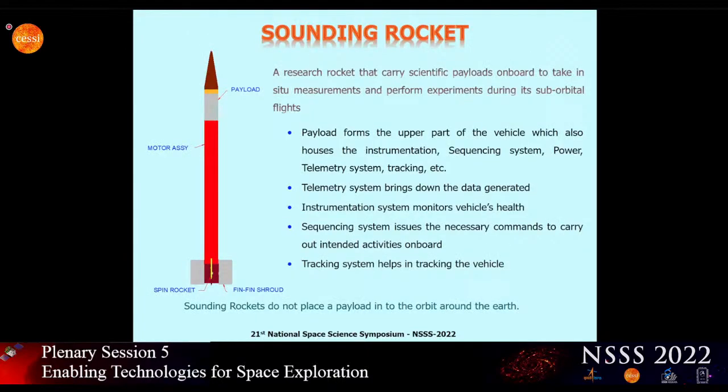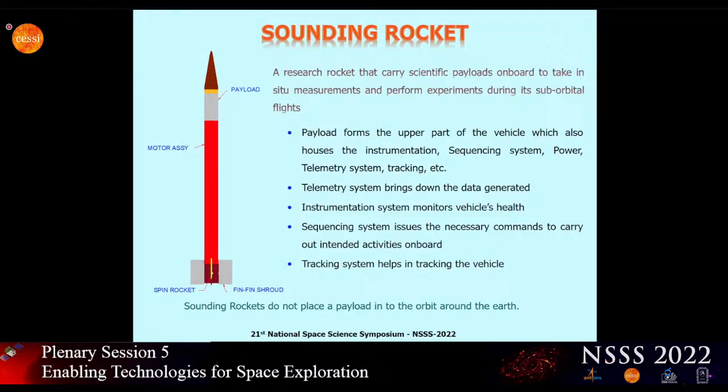Now, let me tell you what is a sounding rocket. It's a small research rocket that can carry scientific payloads on board to take in situ measurements and perform experiments during its suborbital flights. As you see in this figure, the payload forms the upper portion, and then there's a motor, either a single stage or two-stage rocket, which will take the payload to some desired altitude and also give you the data and telemetry. The avionics also includes the instrumentation and sequencing system, which are also required for the data.